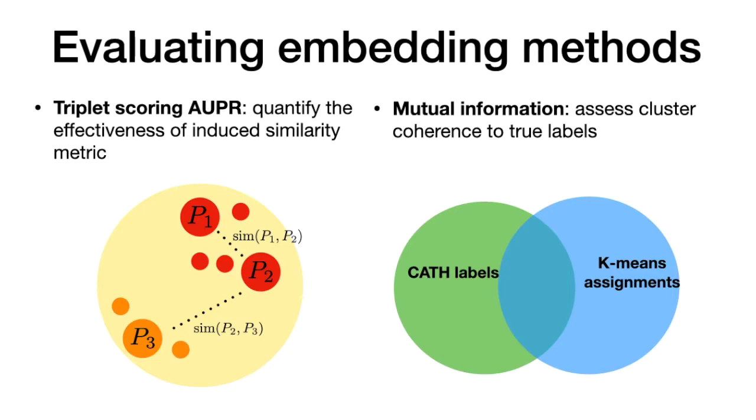Secondly, we calculate the mutual information, which is used to assess the degree to which proteins assigned to the same cluster by a k-means classifier share the same structural label. That is, with this measure, we quantify whether there is a coherence in our space with the existing label space.